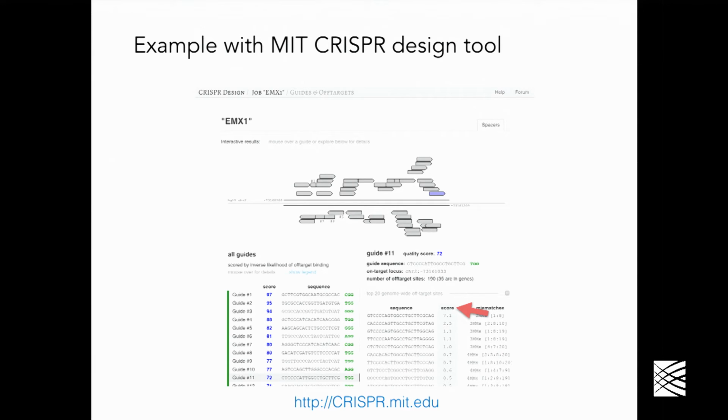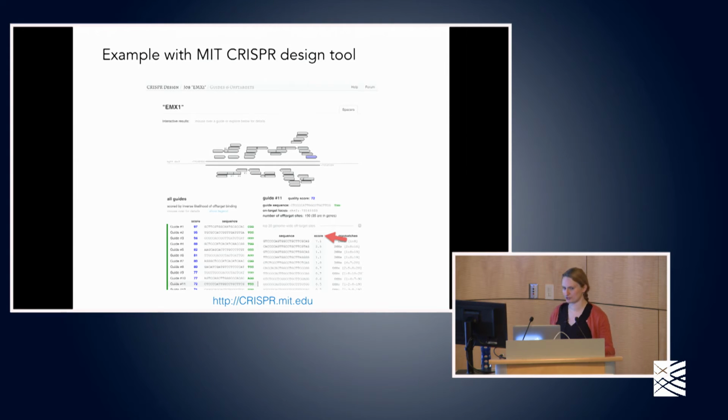And this is nice because it predicts which off-targets may result. While these off-target predictions are based on what we know about Cas9 binding, sometimes it's empirical, and so it's important that you screen for these too.